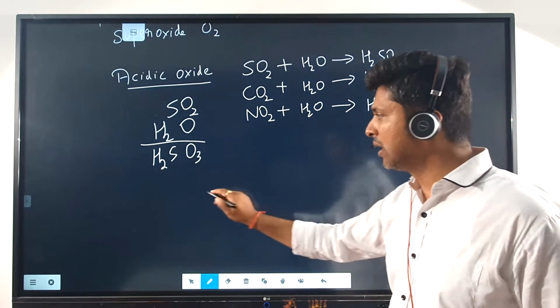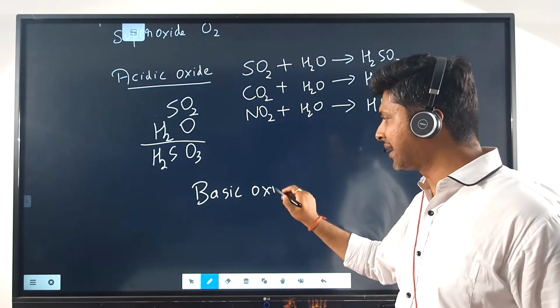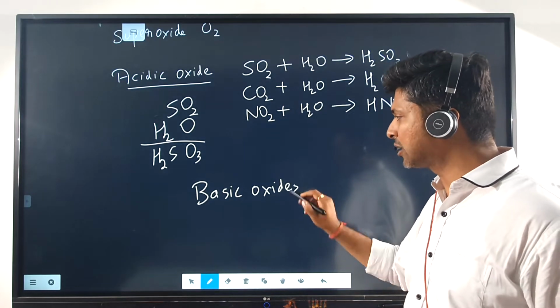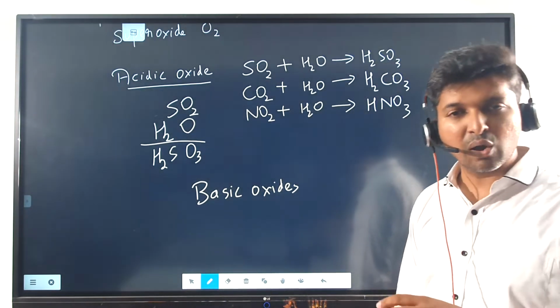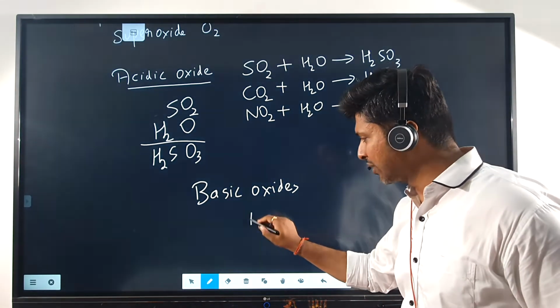Now let's do basic oxides. What are basic oxides? Obviously you must have guessed it by now that basic oxides are those which on addition of water will give you a base, or a hydroxide base. So have a look at this.